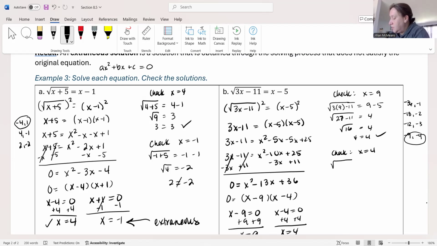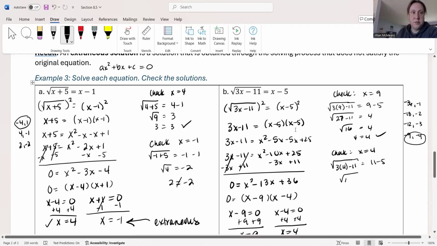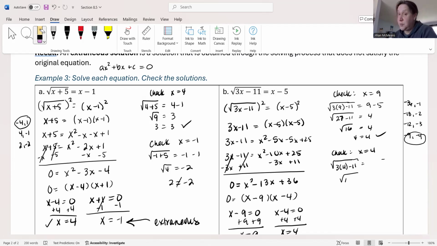So we rewrite the equation. Anywhere we see an x, we plug in a 4. So 3 times 4 minus 11 equals 4 minus 5. Oh, wait, that's not 11 minus 5. It's 4 minus 5. So let's see. 3 times 4 is 12. 12 minus 11 is just 1. So we get the square root of 1. 4 minus 5 is negative 1.